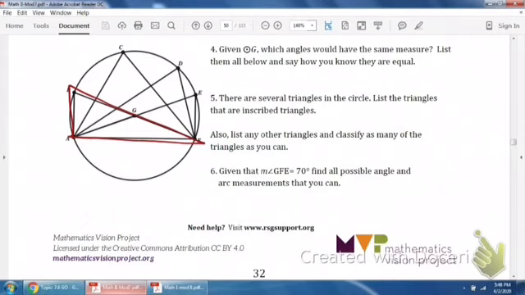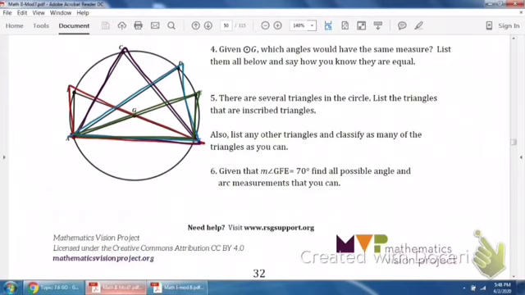So that would be an inscribed triangle. Then we got ACF, same thing there, that would be an inscribed triangle. ADF, kind of the same thing that we just did basically. That would be an inscribed triangle. Then we got AEF, that would be an inscribed triangle.